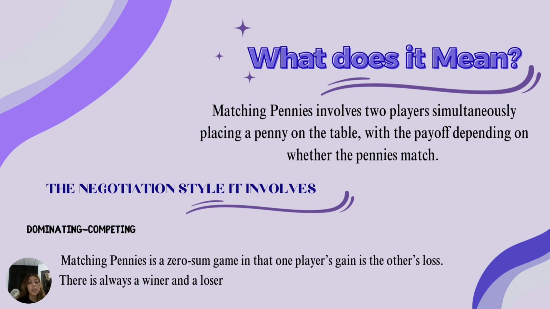Okay? So now I'm going to explain the negotiation style that involves this game. The negotiation style within this game is dominating and competing. Matching pennies is a zero-sum game in that one player's gain is the other's loss. Since each player has an equal probability of choosing heads or tails, and does so at random, neither player has an incentive to try a different strategy.